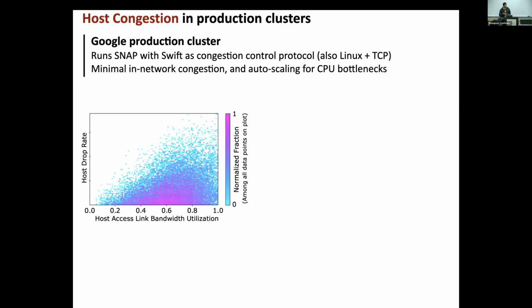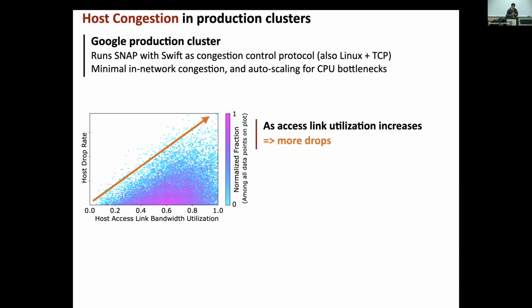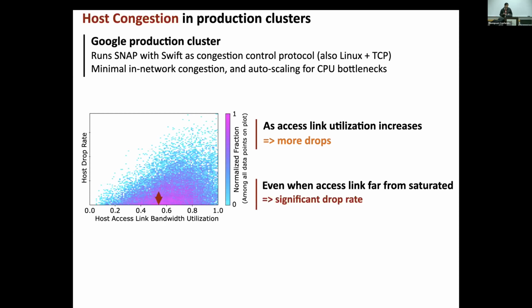Here I show you the host packet drop rates with increasing link bandwidth utilization. There are two interesting takeaways here. One, we see increasing host drop rates with increasing link bandwidth utilization. And second, and perhaps even more surprising, we see significant drop rates even when the link bandwidth was far from saturation.